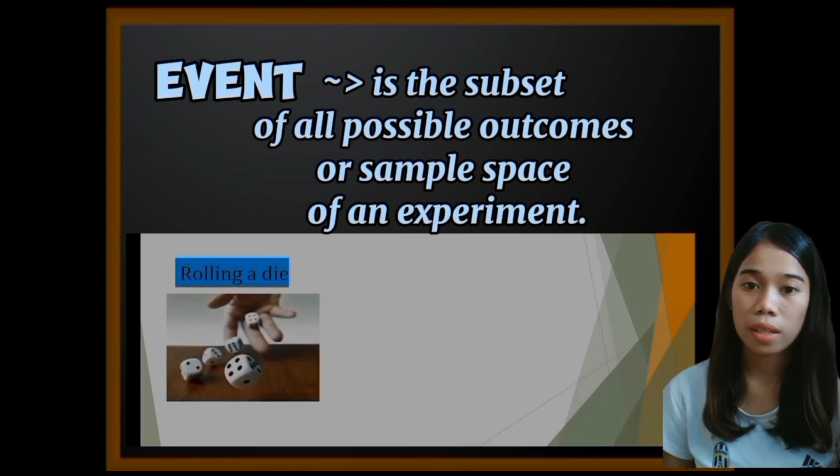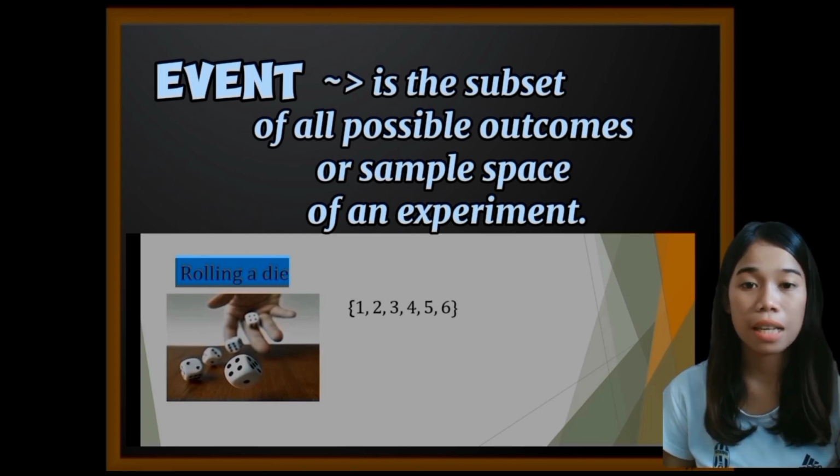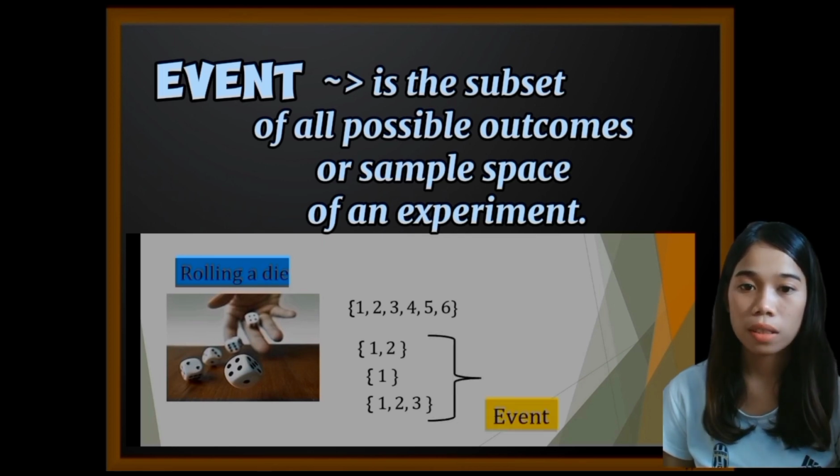Next is when we are rolling a die. From the given set, which is 1, 2, 3, 4, 5, and 6, we will get the subsets of all possible outcomes or sample space of the given experiment. So here, we may get the subset of 1 and 2, the subset of 1, or the subset of 1, 2, and 3. All of these subsets of all possible outcomes of an experiment are called events.